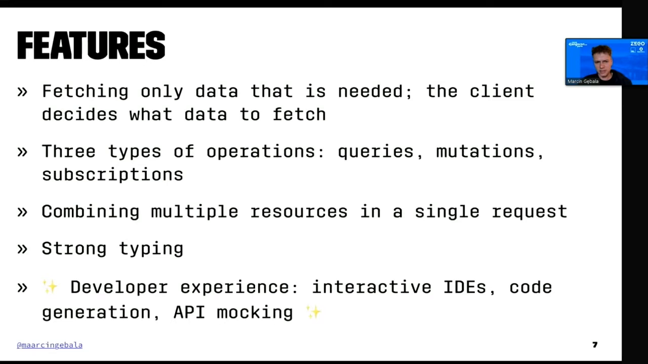GraphQL ecosystem. So we have those interactive IDEs to build our queries. We have API mocking. We also have code generation. And this is a very powerful feature in the frontend. Because, for example, if you are using TypeScript, and if you have a really large single page app, then you should probably use TypeScript. So when you do that, you can generate your TypeScript types from the GraphQL schema. So whenever the schema changes, whenever developers backend team adds a new field, frontend team can just regenerate those types, and they will instantly know that there is a new field that they need to handle.